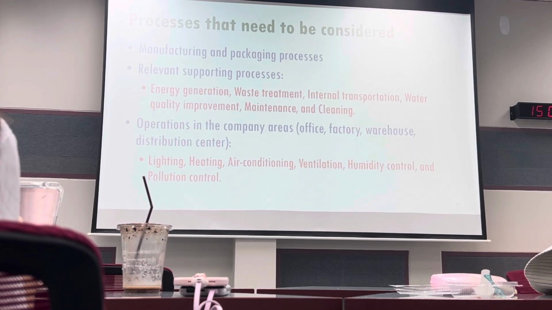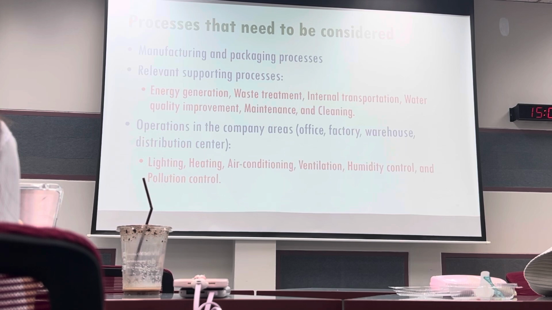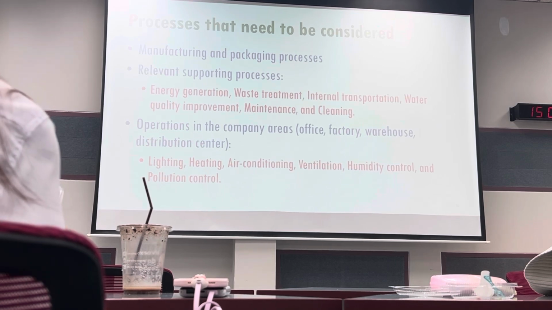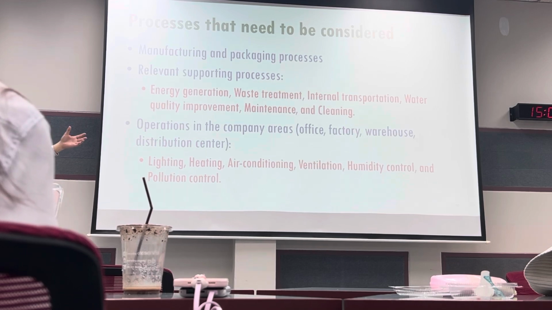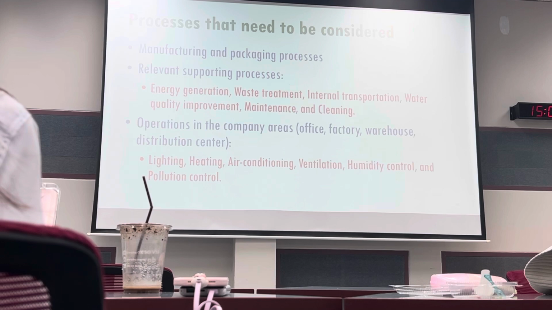Processes that need to be considered: the actual manufacturing and packaging process. Packaging counts as well, because you need to package things before you send out to retail, before you distribute, right? And then relevant supporting processes. For example, energy generation, if you have a local generator or a steam boiler in your company. Waste treatment, internal transportation, water quality improvement, maintenance, cleaning. Maintenance will have some waste, some oil, some lubricants, something like that. And cleaning, like the guy said in the video, cleaning will release some surfactant, and that's a big contributor to your carbon footprint.